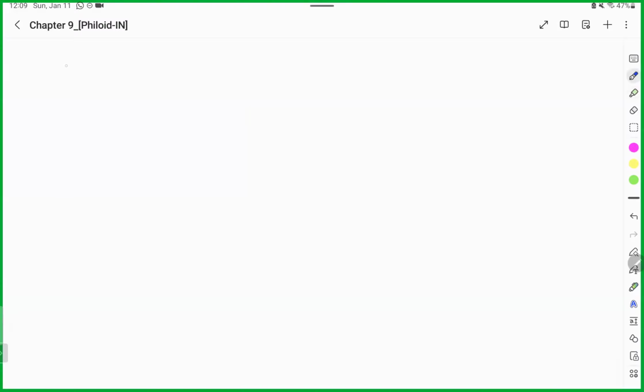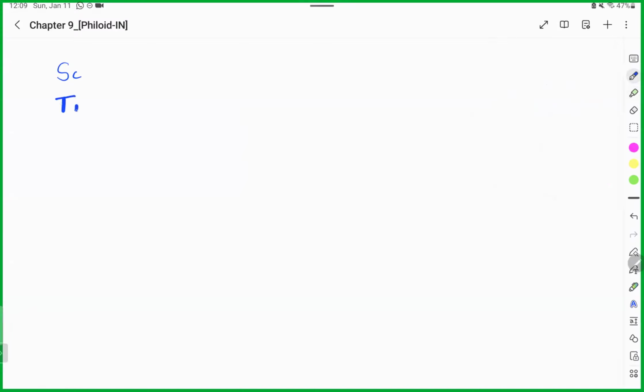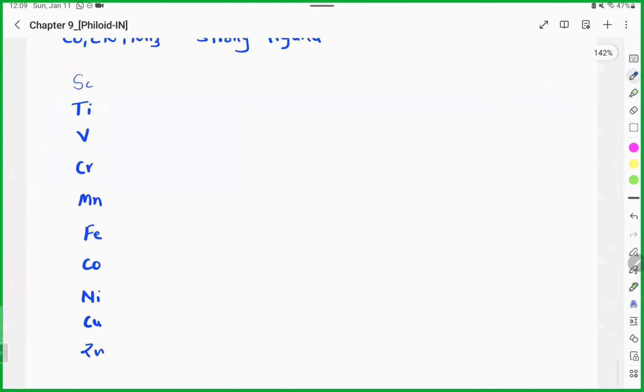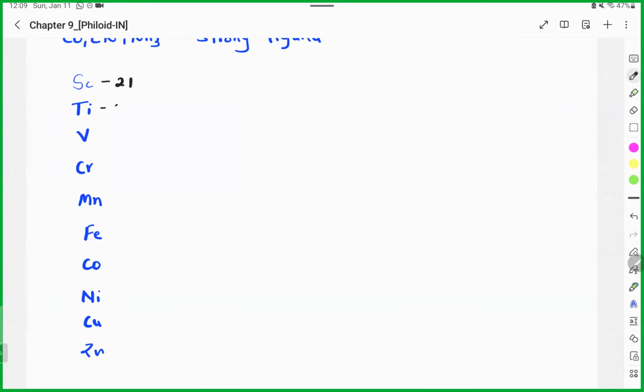You have scandium, titanium, vanadium, and so on. These are the 3d elements. Yes, okay, sir. The 3d series is extremely important, and you should know the atomic numbers because they are in sequence. So atomic number is not a big issue.